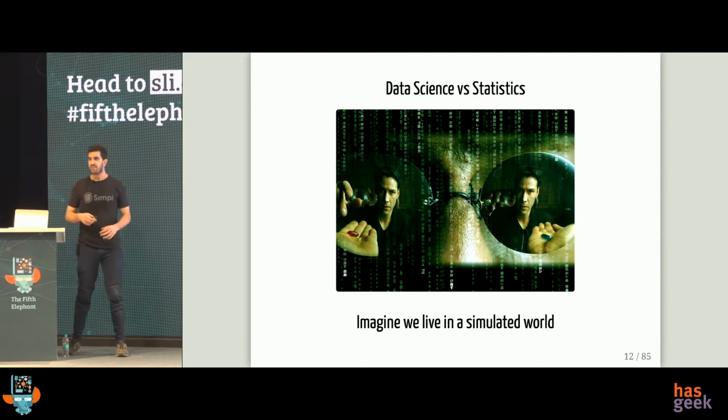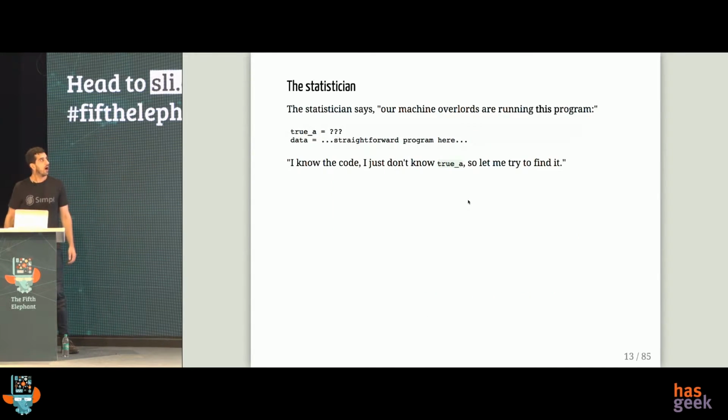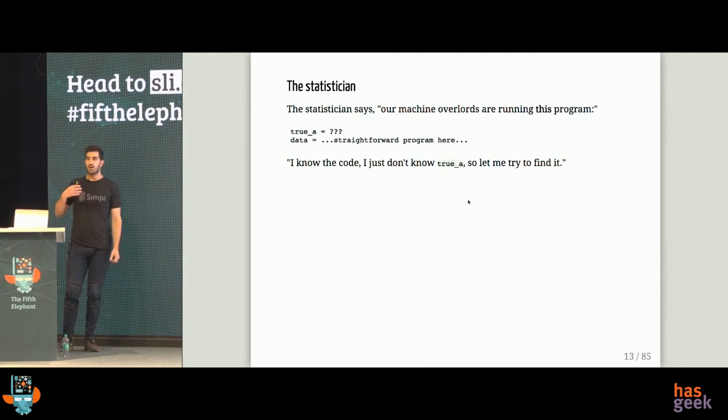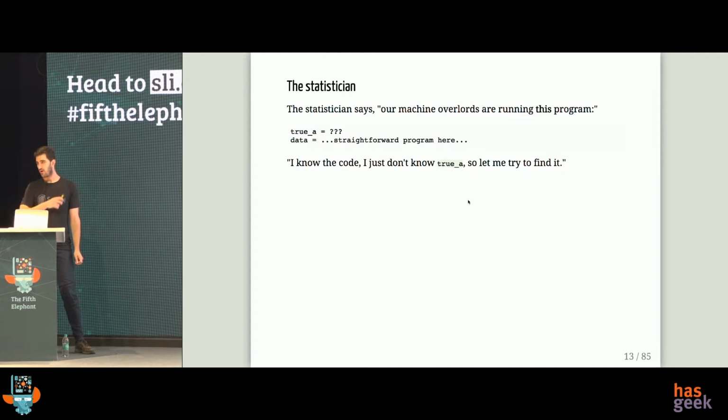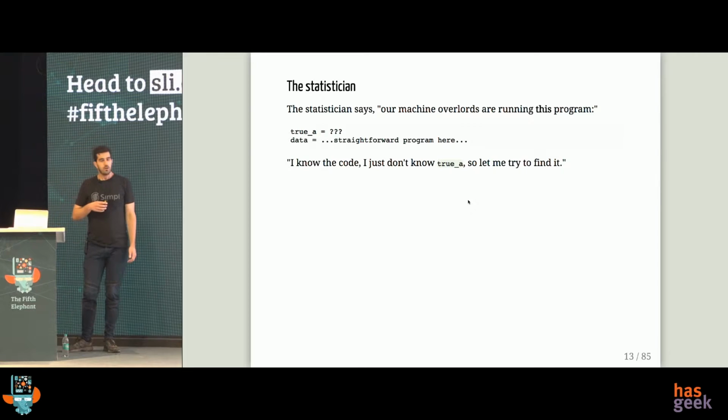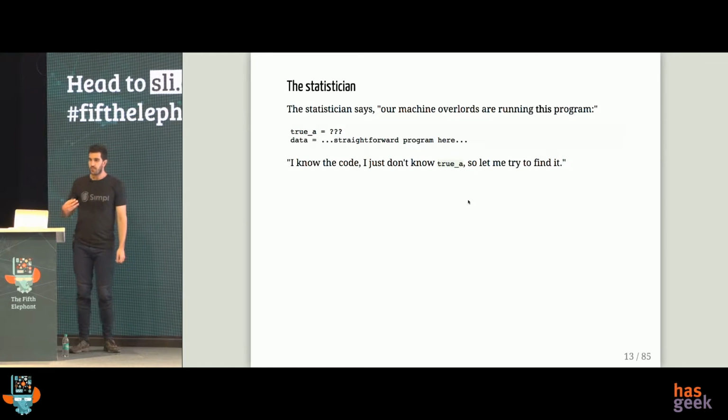So I want to distinguish between data science and statistics here. But this is an important distinction. A statistician says that we live in a simulation, the matrix of some sort, and we say the machines are running this program. Not just any program, but this particular one, and we know the code. The only thing we don't know is the config file, which is the value of true A. So what a statistician does is essentially attempt to look at the output data and try to figure out what the config parameters are, what true A is.